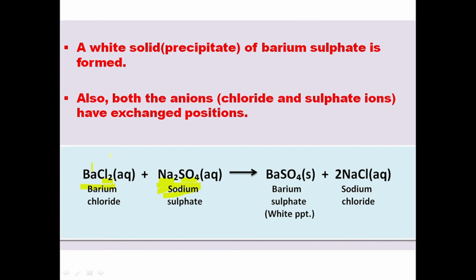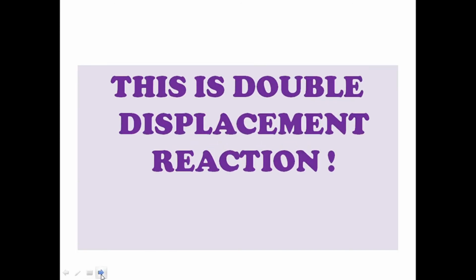So they will exchange their positions like I showed you before diagrammatically. Barium cation will form a bond with sulfate, and similarly sodium will form a bond with chloride ion. So barium sulfate will form and sodium chloride will form. Barium sulfate, which is forming in the product side, is a white precipitate, so it is settling down at the bottom of the test tube, and this sodium chloride solution will also form. So this is nothing but a double displacement reaction since there is an exchange of two entities simultaneously.